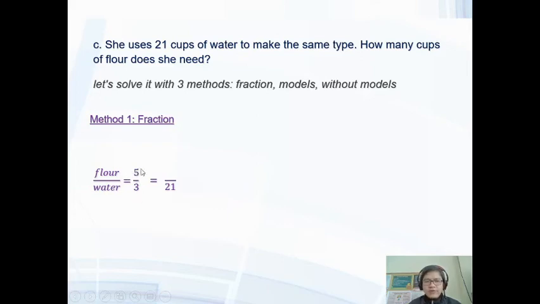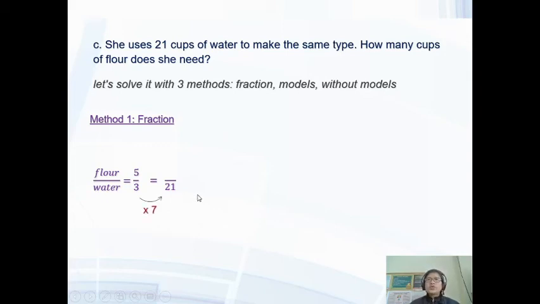The first condition is 5 to 3. This is the ratio, the first ratio. And the second condition, what is the second condition we have? The water is 21 cups. So our denominator right here is not 3 anymore, but becomes 21. And as you know, from 3 to 21, we are multiplying by 7.